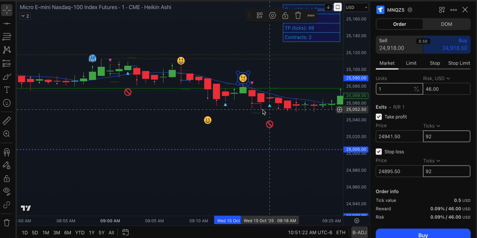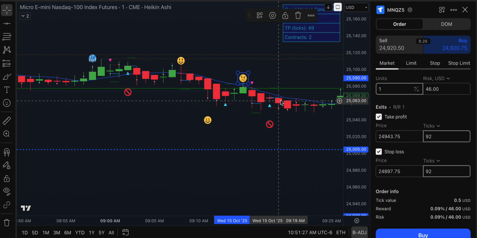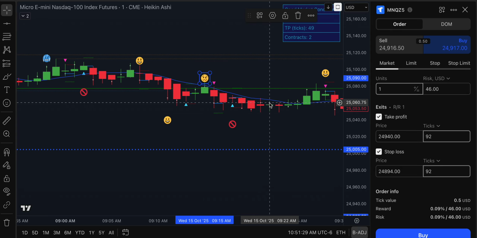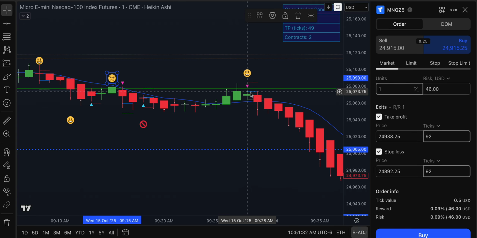So it did come down. It did take a minute to get down there, but it did. This one, again, you would have never got into, never crossed that line. Market's trending down, okay? All right, so sell signal here, entry came down.